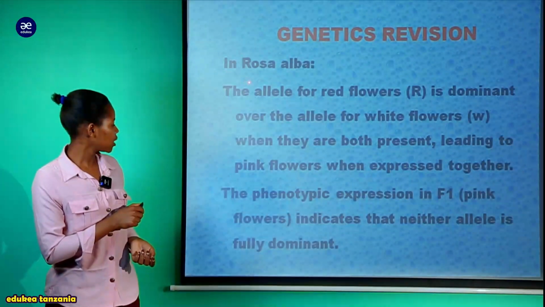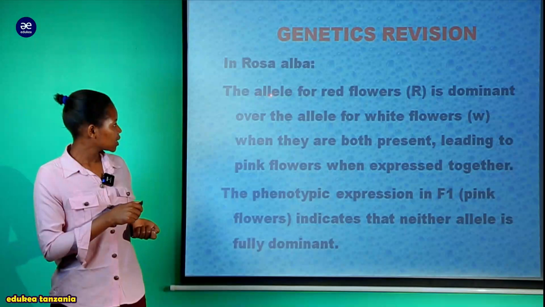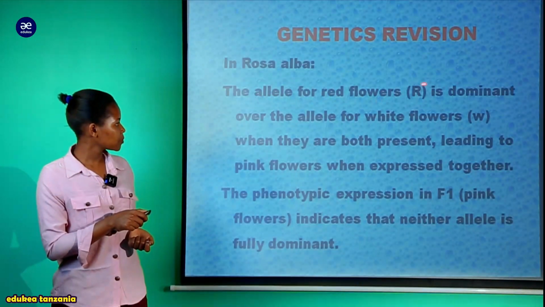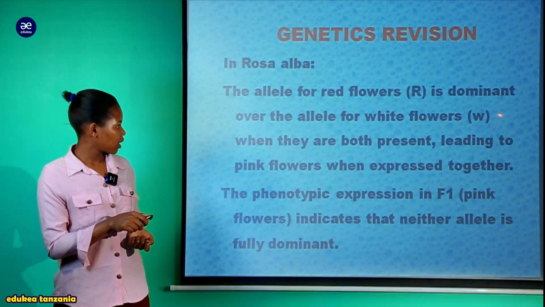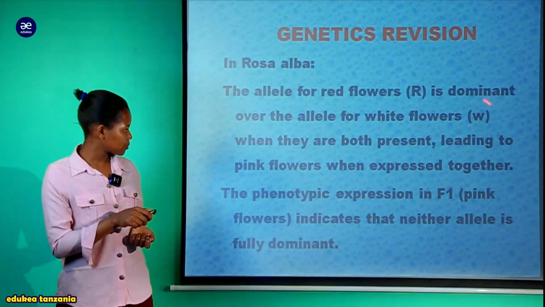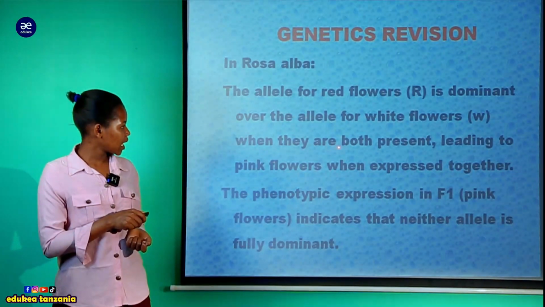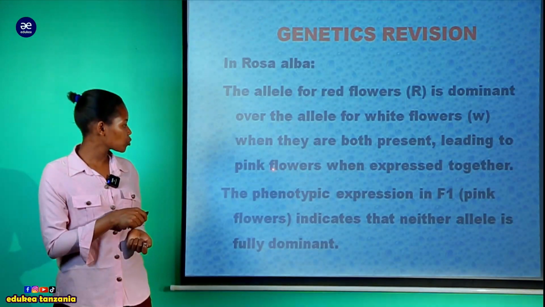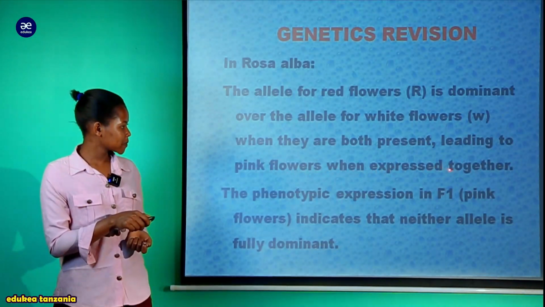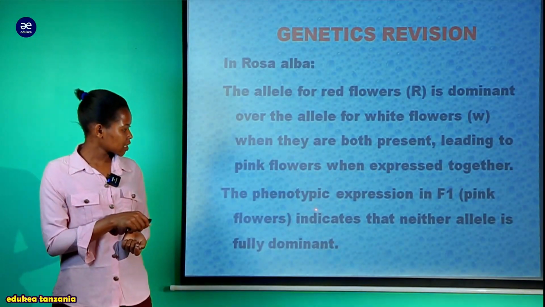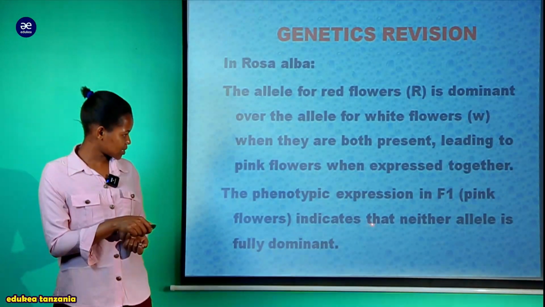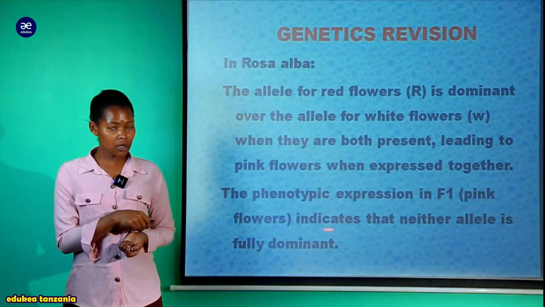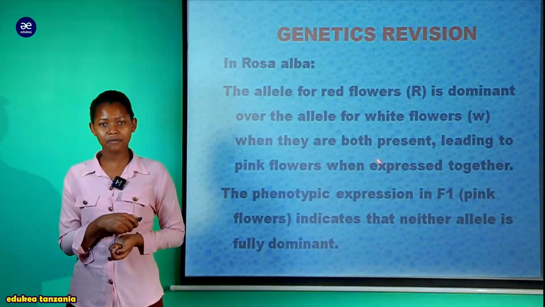As we can see here, in Rosa alba, the allele for red flowers, capital letter R, is dominant over the allele for white flowers, capital letter W, when they are both present, leading to pinky flowers when expressed together. The phenotypic expression in F1, pinky flowers, indicates that neither allele is fully dominant. That is the reason for this observation.